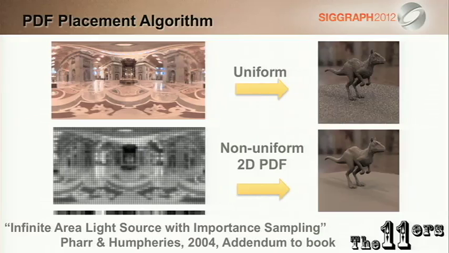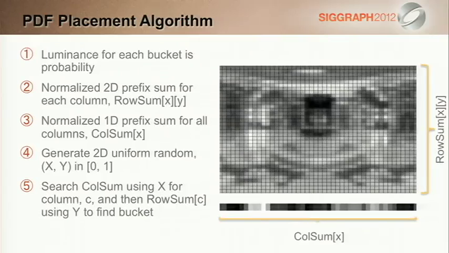And so I said, okay, I know that's done. How do you do it? And I went and found this great, actually, my friend referred me to this wonderful literature from Matt Farr and Greg Humphreys as an addendum to their book. This particular algorithm is not in the book. It's an addendum. It's available online. It's called Infinite Area Light Source Sampling with Importance Sampling. And I'll cover exactly how it works right here.